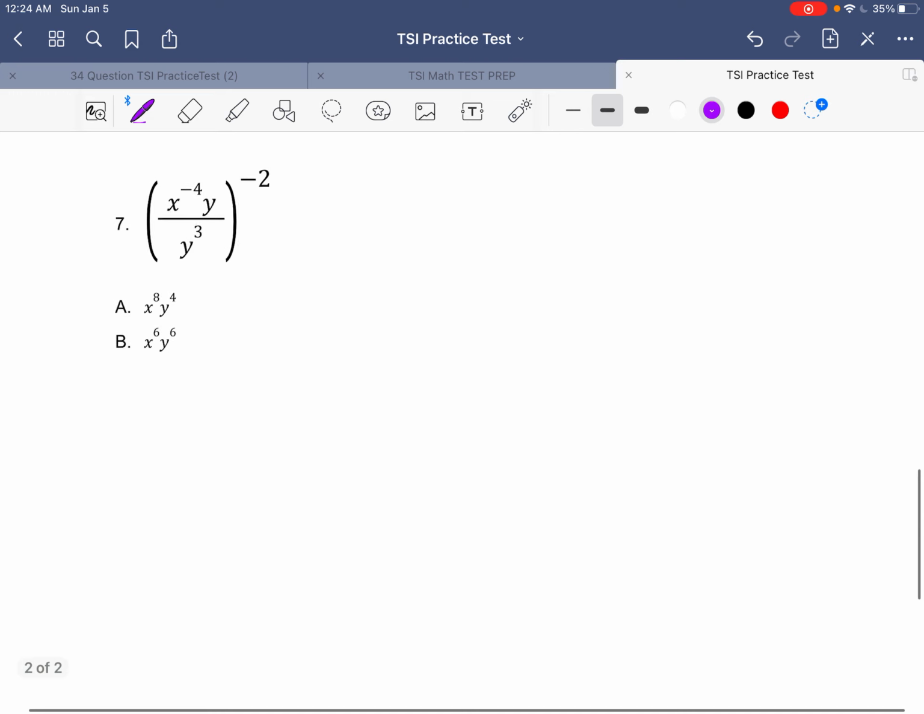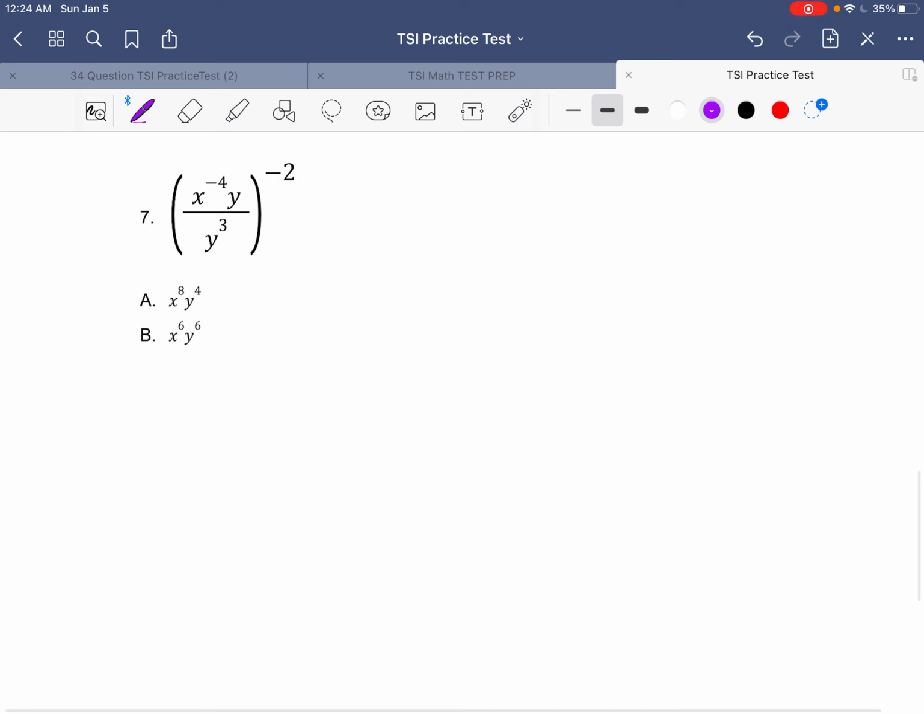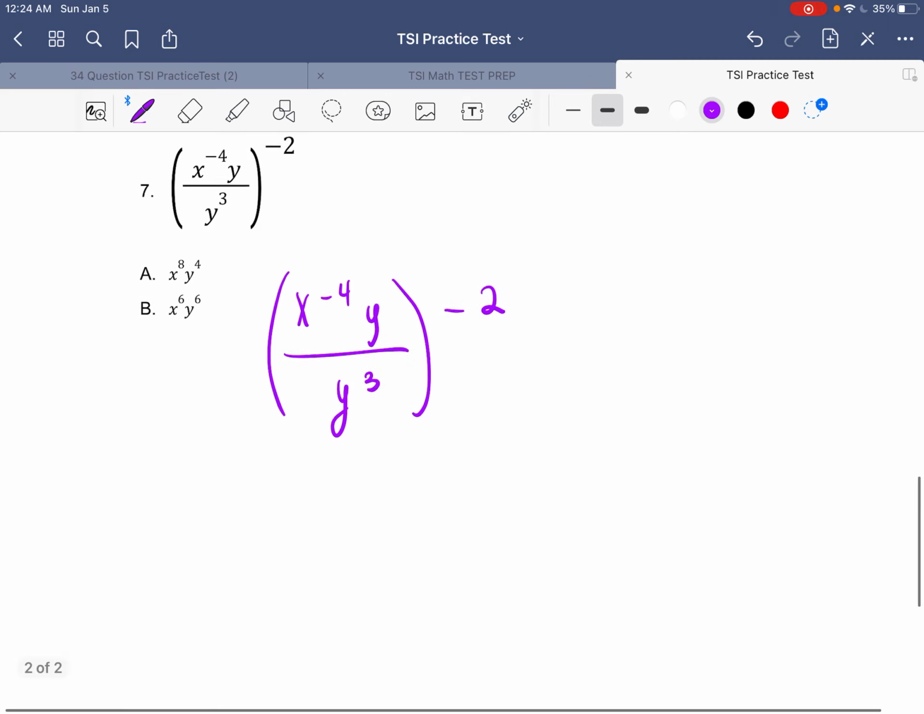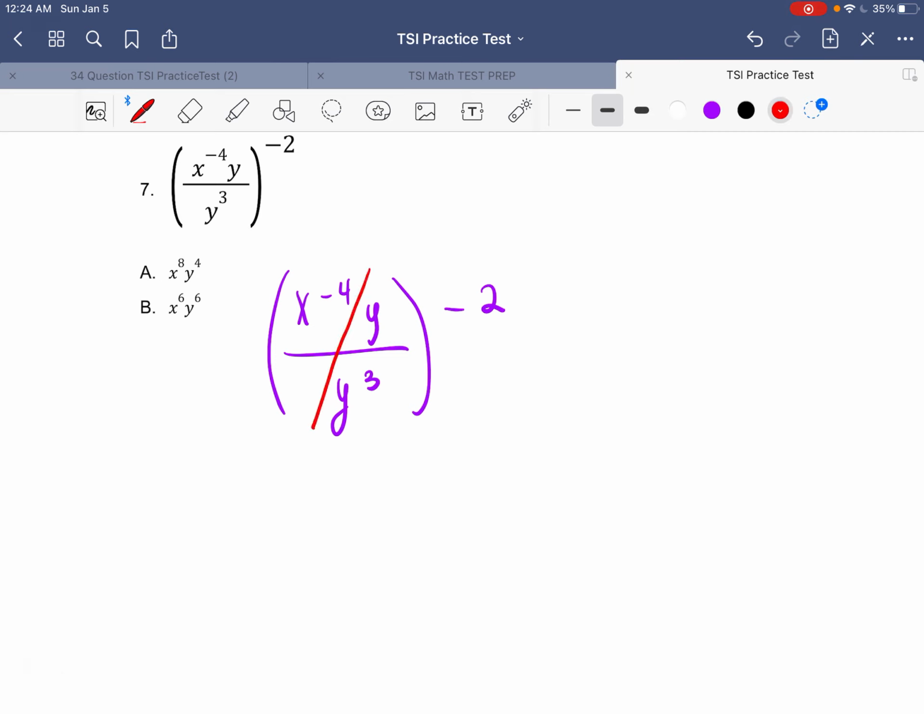All right, and let's go ahead and do question number 7. So question number 7, x to the negative 4, y over y to the third power, all to the negative 2. Again, I like to handle whatever is in the parentheses first. So what's in the parentheses is a division problem. So again, whatever's on the top, you divide by the bottom.